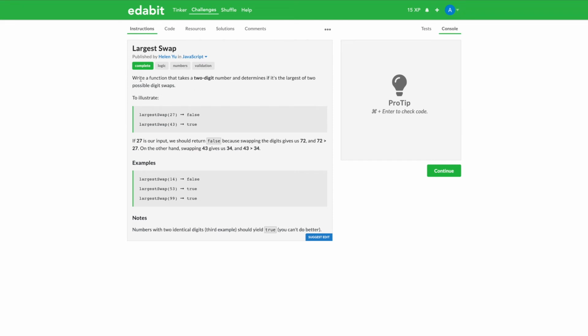Write a function that takes a two-digit number and determines if it's the largest of the two-digit possible digit swaps. I don't think it mentioned anything about negatives. Yeah, it didn't. And so let's go ahead and, you know what? Let's address it anyways. I think that it'd be nice too.